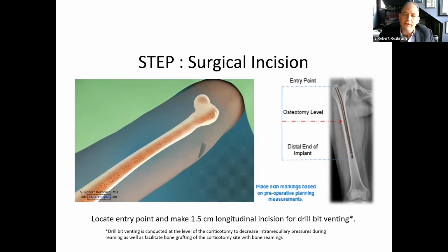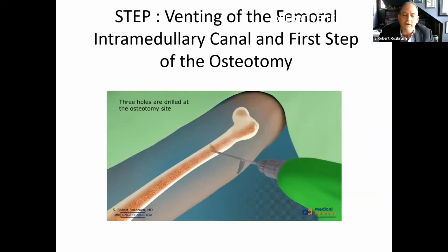Once we have decided on the osteotomy level, as I showed you from preoperative planning, we make a small 1 centimeter skin incision, and we do a multiple drill hole technique. Venting of the femoral intramedullary canal is the first step of the osteotomy. This serves 2 purposes. Number 1, it's the first step of the osteotomy, and number 2, this also serves to vent the canal of the femur so that the pressure is minimized within the intramedullary canal during reaming of an intact bone. This is to prevent the complication of fat embolism syndrome.